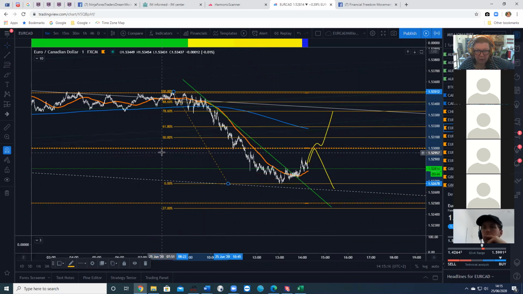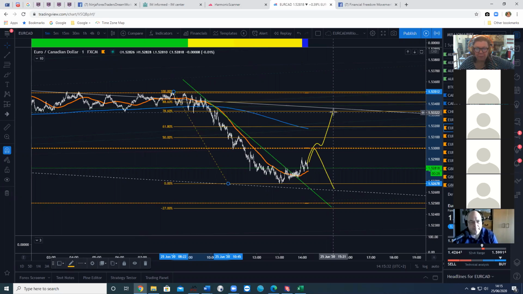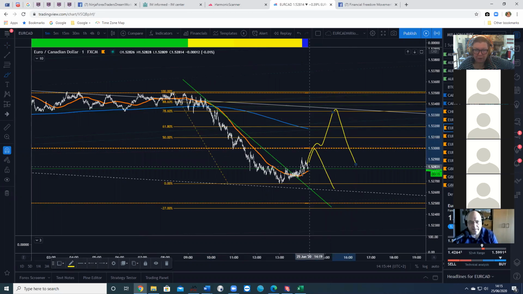So in this case, we'd be looking for it to come up to the 61 or up to this pitchfork, which would bring it up to that 78.6 area, and then do a reject off. And if anyone wants to chip in and say what they think, you're more than welcome. So I'm wondering if that is what we're going to be looking for.